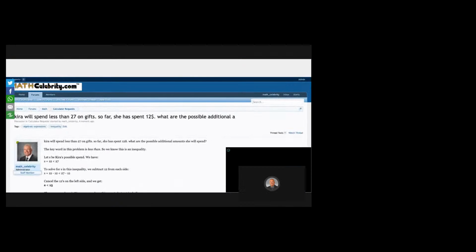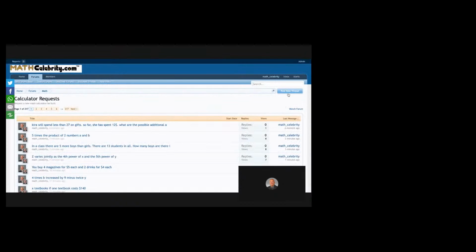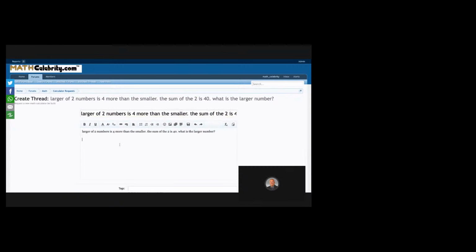All right, one more for the night, and then we will sign off. What do we got? The larger of two numbers is 4 more than the smaller. The sum of the two is 40. What is the larger number? Let L be the larger number. Let S be the smaller number.